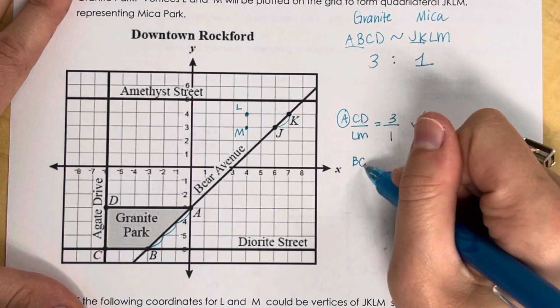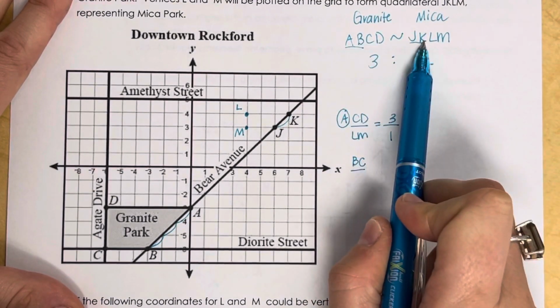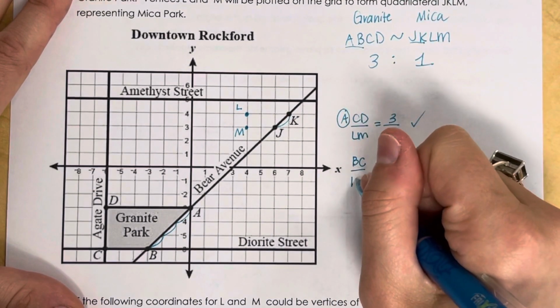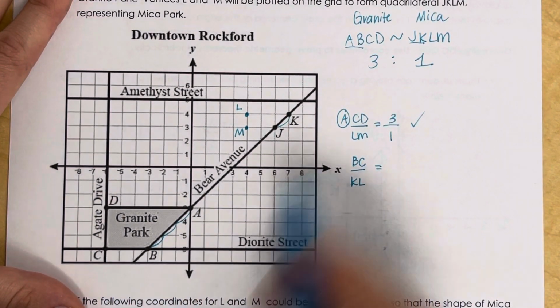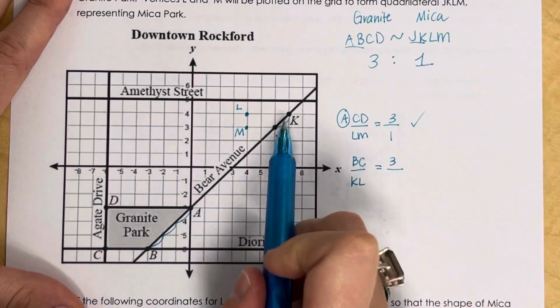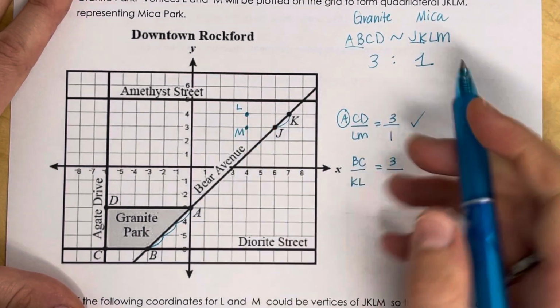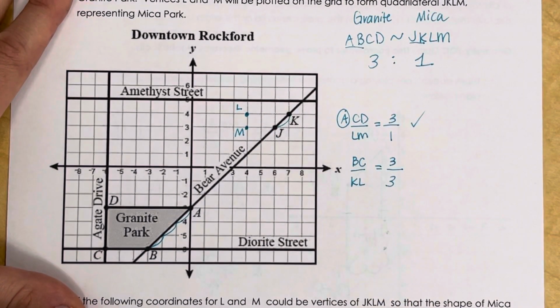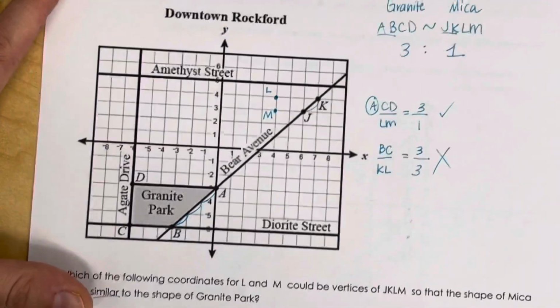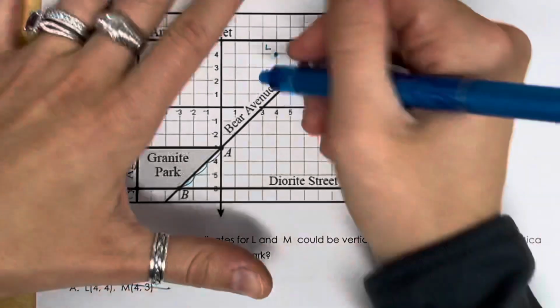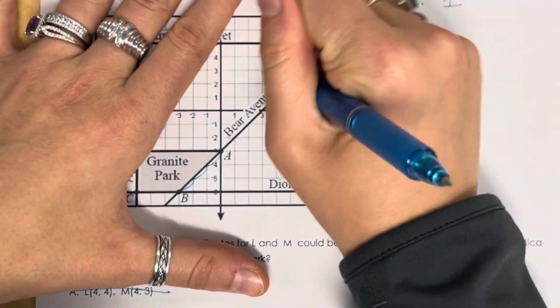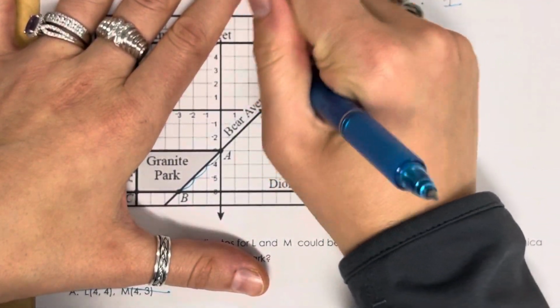Let's try the next one. BC looks like it is matching with KL. So B to C is 1, 2, 3. K to L is 1, 2, 3. Oh, that does not look like a 3-to-1 ratio. That is not right. So that tells me that A is not the right answer. Okay, so I'm going to erase my letters here and plot the next points, and so on and so forth.